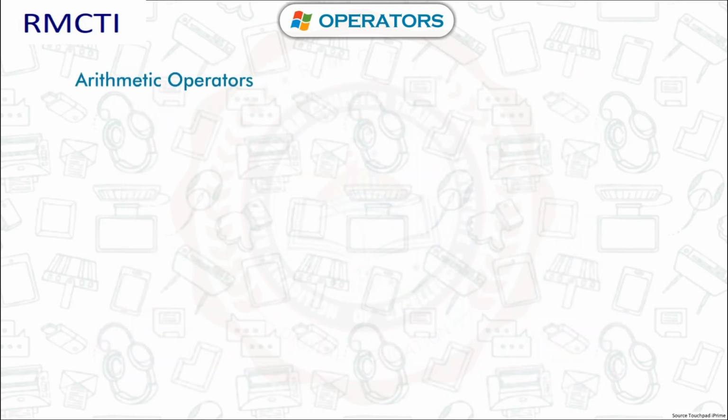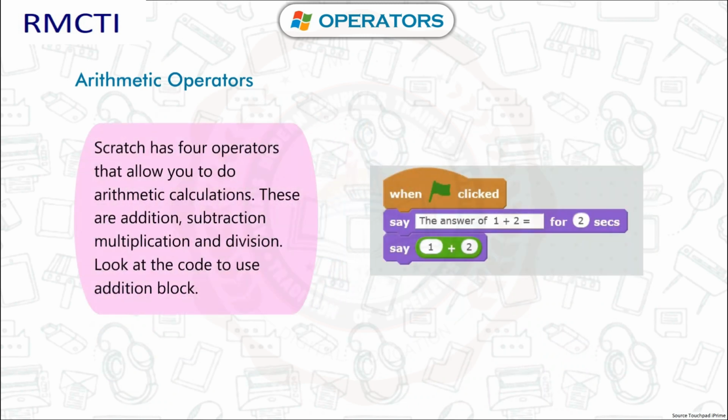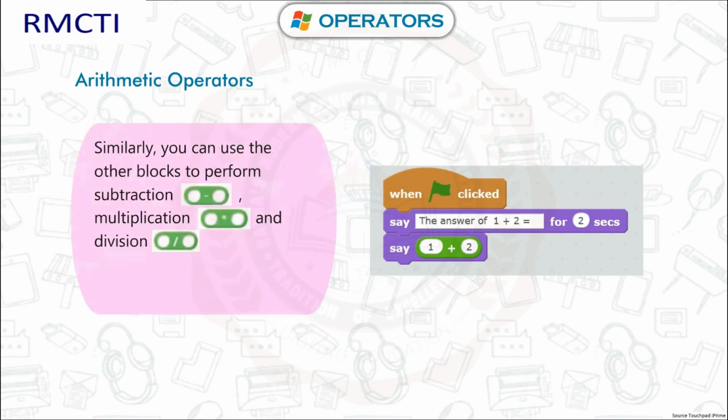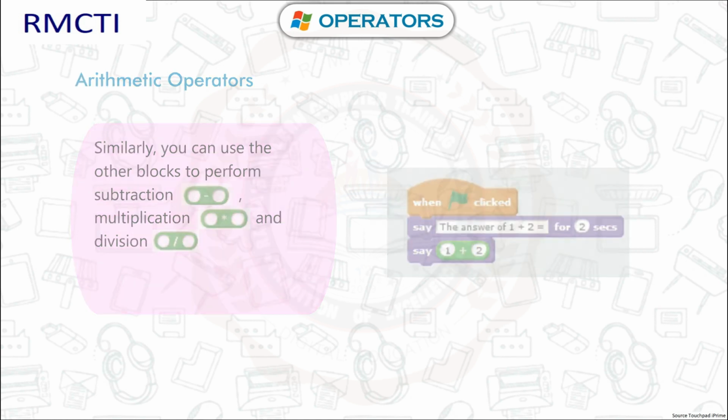Arithmetic operators. Scratch has 4 operators that allow you to do arithmetic calculations. These are addition, subtraction, multiplication and division. Look at the code to use addition block. Similarly, you can use the other blocks to perform subtraction, multiplication and division.